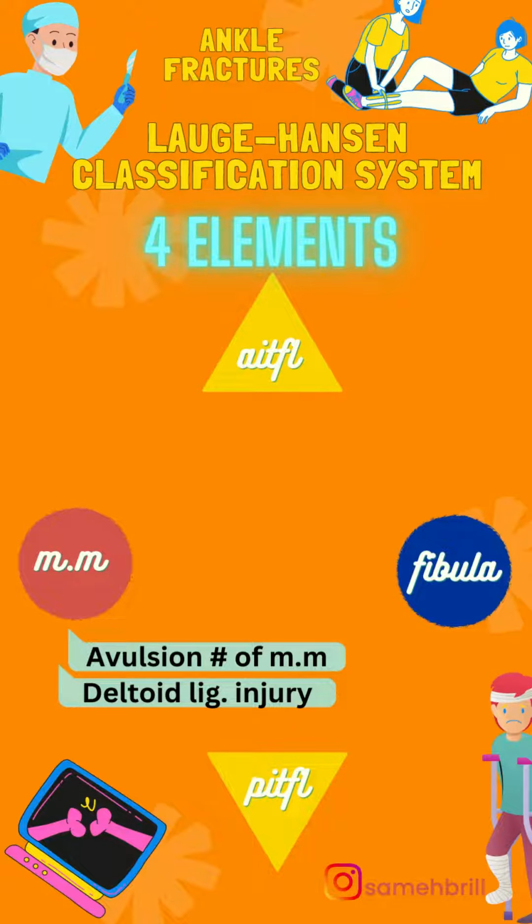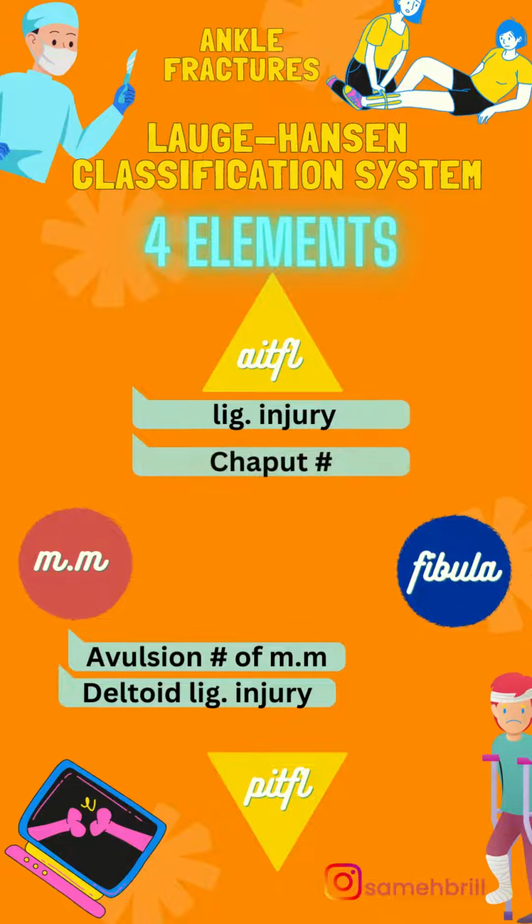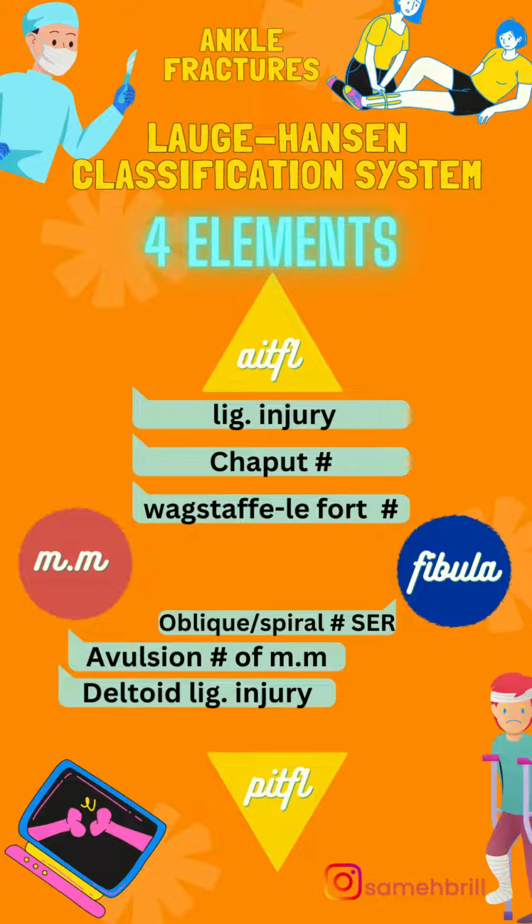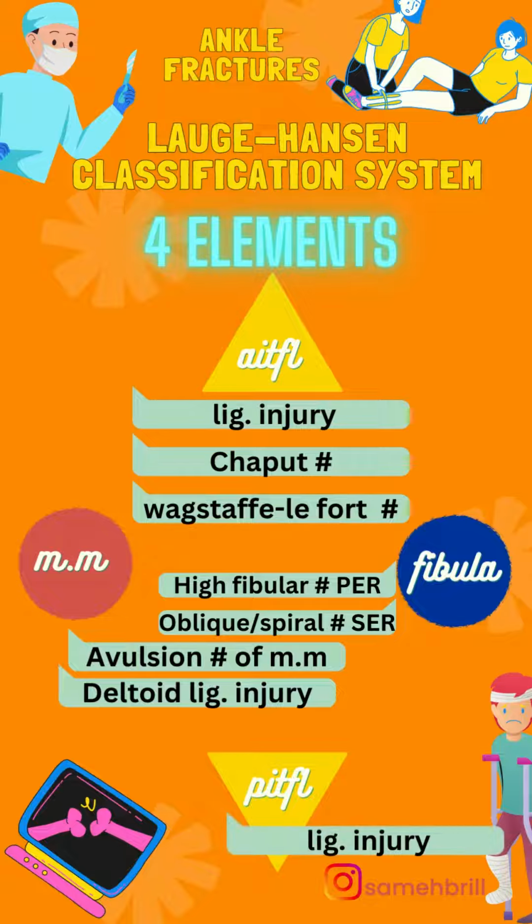In the anterior inferior tibiofibular element, it can be a pure ligamentous injury, or an avulsion fracture from its origin on the tibia, which is called the Chaput fracture, or an avulsion fracture from its insertion on the fibula, which is called the Wagstaff fracture. In the fibular element, the injury will cause a fracture. The fracture can be oblique or spiral in SER injury, or it can be a high fibular fracture in PER injury. In the posterior inferior tibiofibular ligament, it can be ruptured or it can be avulsed from the posterior malleolus, which is called the Volkmann's fracture.